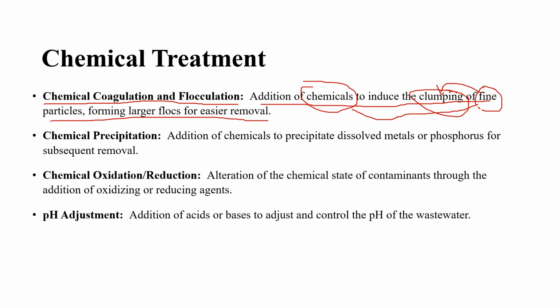Then chemical precipitation, which converts dissolved metals or phosphorus into a form for subsequent removal. And chemical oxidation or reduction, the alteration of the chemical state of contaminants through oxidizing or reducing agents. And pH adjustment, which is basically the addition of acids or bases to adjust the pH of wastewater.